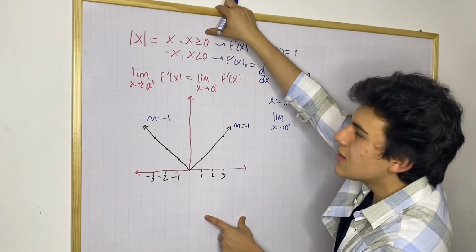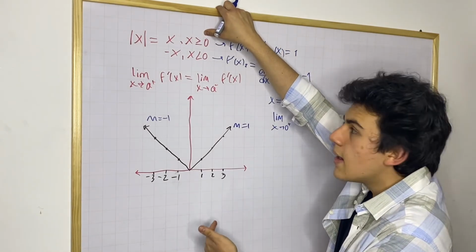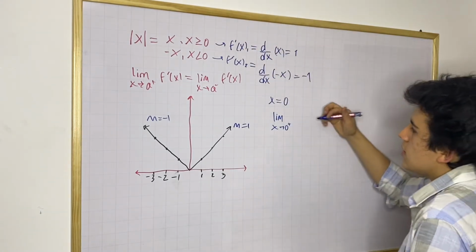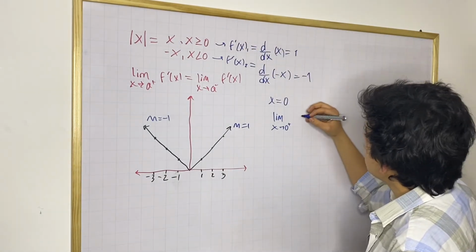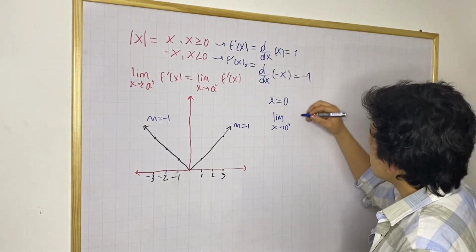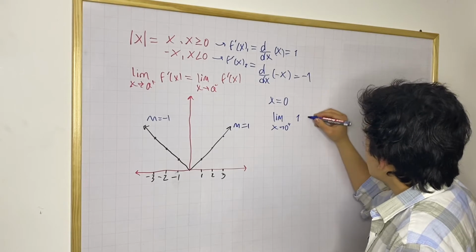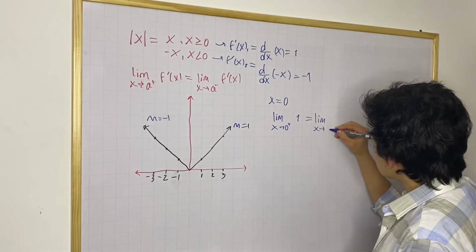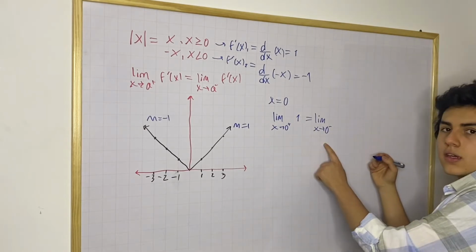Because this piece is representing the values that are greater than 0, or that are positive basically. So this function is just going to be f prime, and f prime we know is going to be 1. And now we want to see if this is going to be the same for the limit as x approaches 0 from the left side.